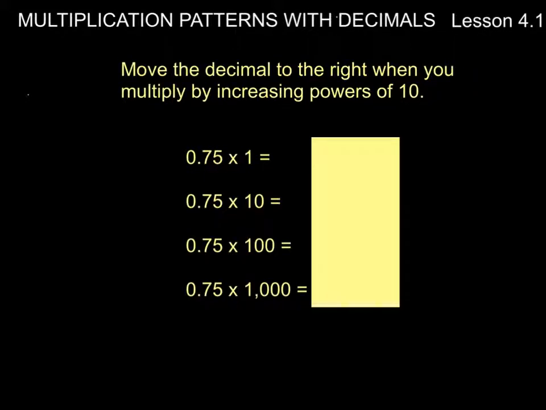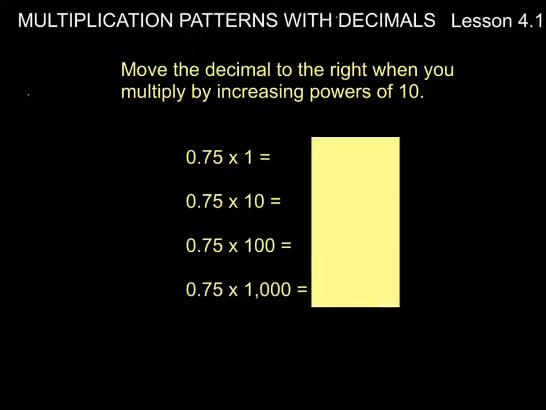Welcome to Lesson 4.1, Multiplication Patterns with Decimals. The essential question for today is, how can patterns help you place the decimal point in a product? For our first problem, we are going to multiply 75 hundredths by increasing powers of 10.